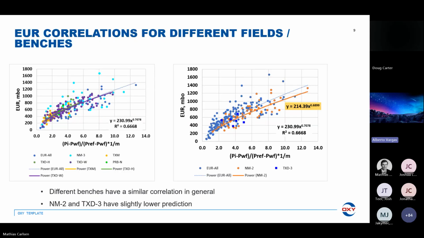Now look at the different benches. Not like 1 year Q, where all the benches and all the areas line up. For EUR, I find that it's relatively okay, but some benches are slightly low, and actually the majority of benches are okay. I did check why this is different. It looks like this one has high permeability. Those are the Bone Spring high permeability benches. But in general, if we don't know, we can still just use the general one. We're happy with the correlation. It's good that in unconventionals we have so many wells, so we can create correlations.